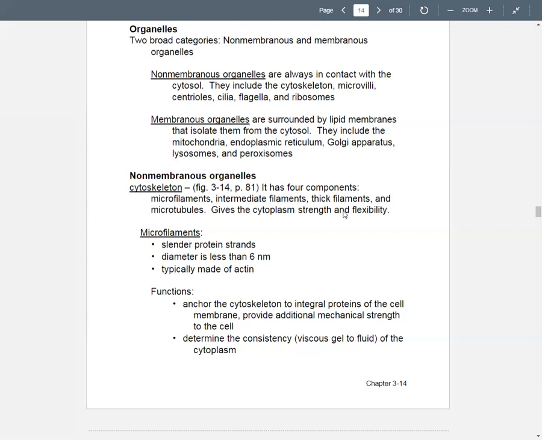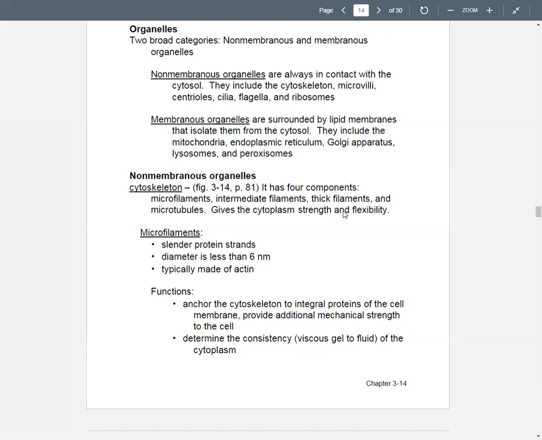So your cytoskeleton is composed of your microtubules, intermediate filaments, thick filaments, and microfilaments. As the name suggests, cyto is cell, skeleton is support or structure, so it gives the cytoplasm strength, but some flexibility too.